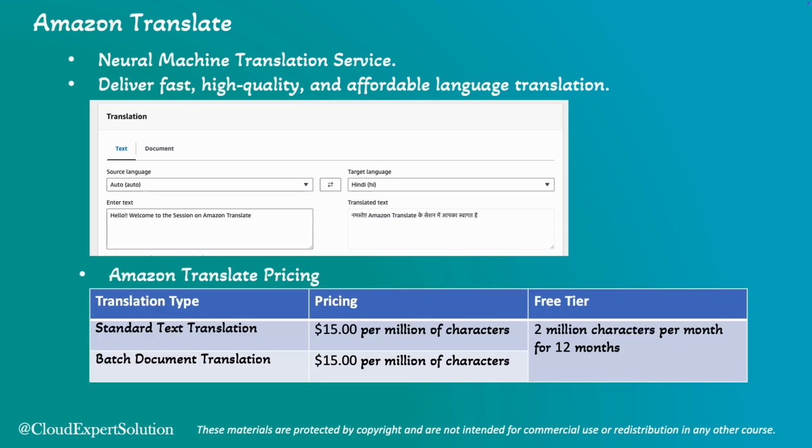In terms of affordability, here is the translation pricing. It has a generic free tier of 2 million characters per month for the first 12 months. If you are within the free tier, then you don't have to pay anything for this demo. After that, for any standard text translation, you need to pay $15 per million characters, and for batch document translation, again, $15 per million characters. Please review the Amazon Translate pricing page for detailed pricing breakups and updated pricing for your use case, as AWS revises service charges from time to time.